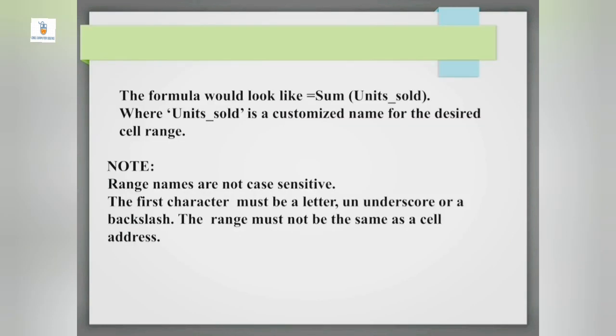Now if instead of the range I use the customized name in the previous formula, the formula would look like =SUM(units_sold), where units_sold is a customized name for the desired cell range. So note here, range names are not case sensitive, but the first character cannot be a number. The first character must be a letter, an underscore or a backslash. The name must not be the same as a cell address. We have to keep these pointers in mind while naming a range.